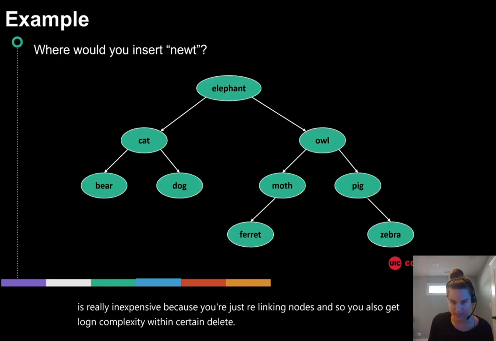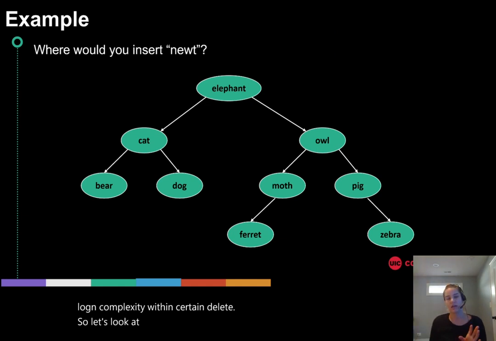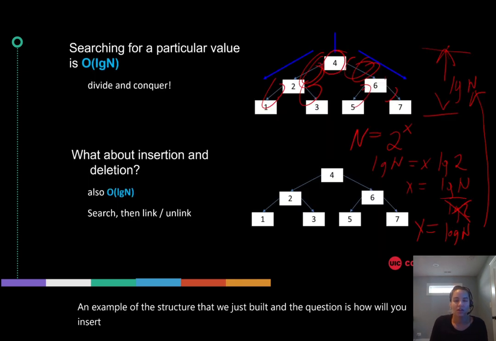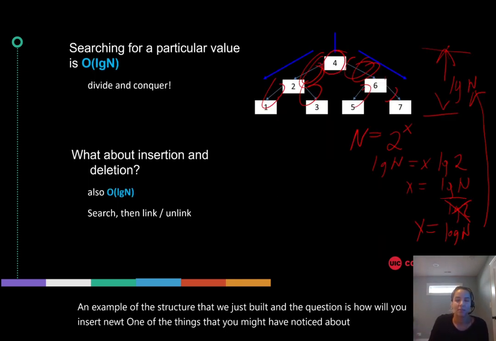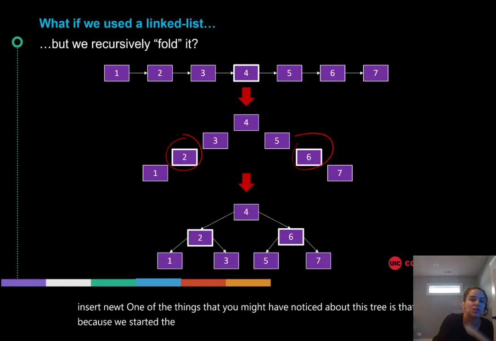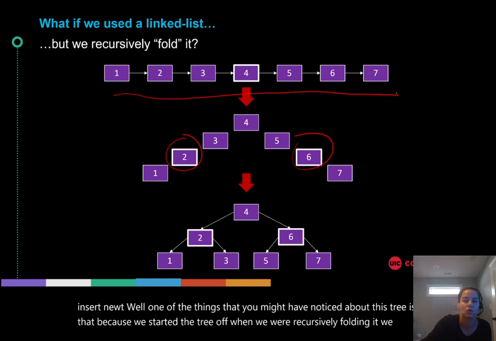So let's look at an example. This is an example of the structure that we just built. And the question is, how will you insert newt? Well, one of the things that you might have noticed about this tree is that because we started the tree off when we were recursively folding it, we started it in sorted order.